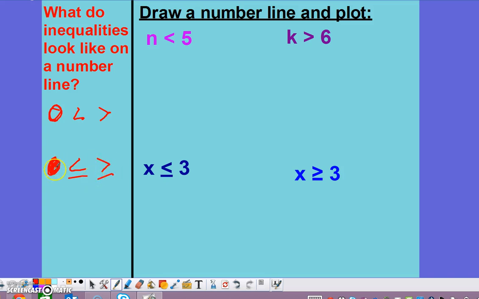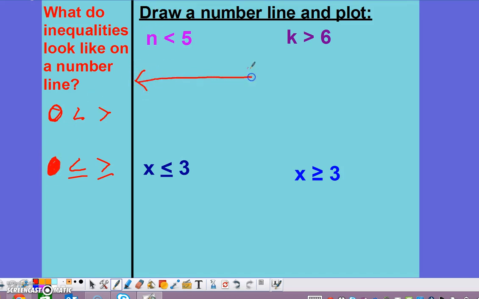Because an open circle lets you know that it's not including the number we're looking at. So n is less than 5, it can't be 5, it has to be less than. So I'm going to have an open circle to represent that. But when we go to x is less than or equal to 3, it can be 3, so we want to include it with that closed circle.